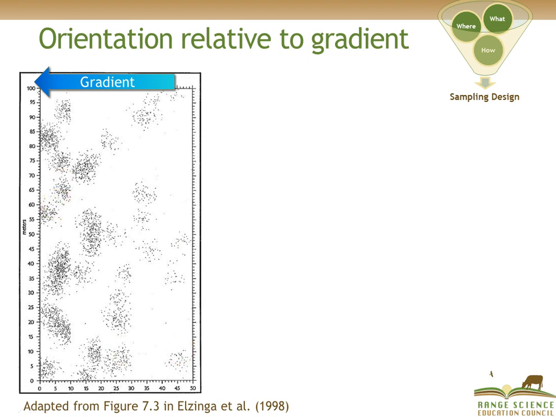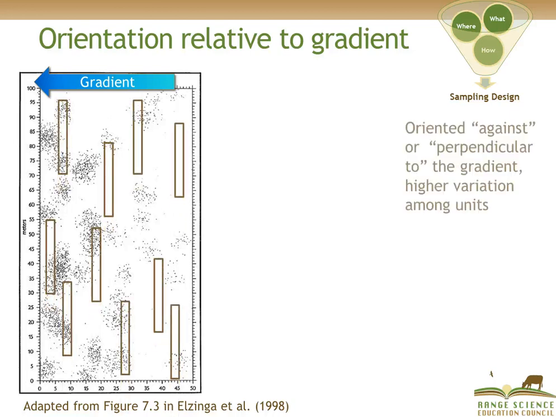Now, if we were to position our transects so that they are oriented perpendicular to the gradient, or against the direction of the gradient, what we will see is that some of these transects will fall only in the area of high vegetation abundance, and some will tend to fall only in the areas with low vegetation abundance. This tends to lead to lower precision because these measurements will be different for each one of the sampling units.